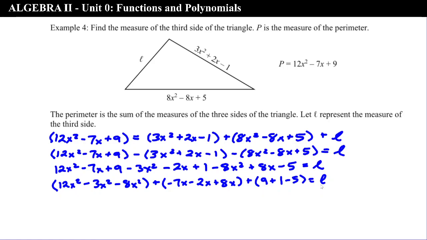And I think you're going to find very quickly the answer is going to fall out from here, now that we've grouped everything. So 12x squared minus 3x squared, well, that's going to give us 9x squared. 9x squared minus another 8x squared gives us x squared. Moving on to our x terms, we have negative 7x minus 2x, which is negative 9x. Negative 9x plus 8x gives us negative x. And then finally, 9 plus 1 is 10. 10 minus 5 is 5. And that is our answer for what the length of the third side is.